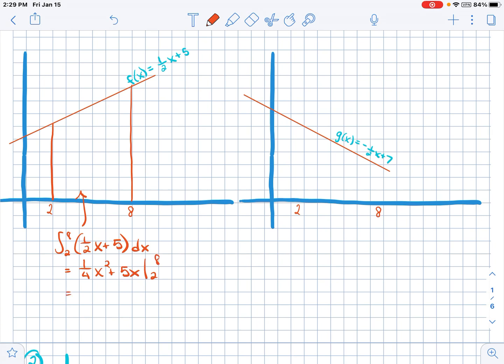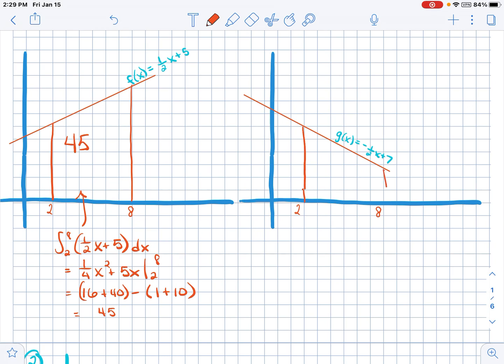So if I plug in 8 first, 8 squared is 64. 64 divided by 4 is 16. Plus 5 times 8, so that's plus 40. Minus, and then 2 squared is 4, times 1/4 is 1. Plus 2 times 5, that's 10. So I have 56 minus 11 is 45, I think. So this area is 45. I think I did my 56 minus 11. Yep.